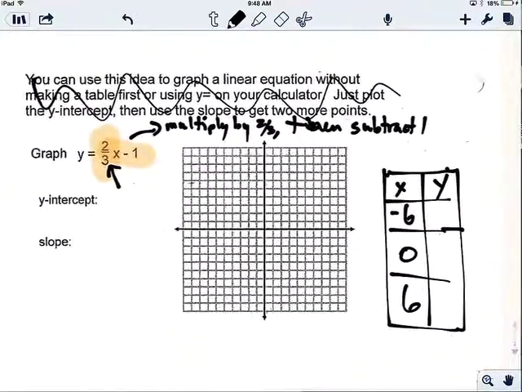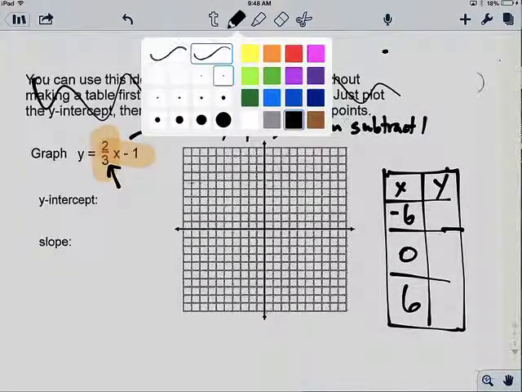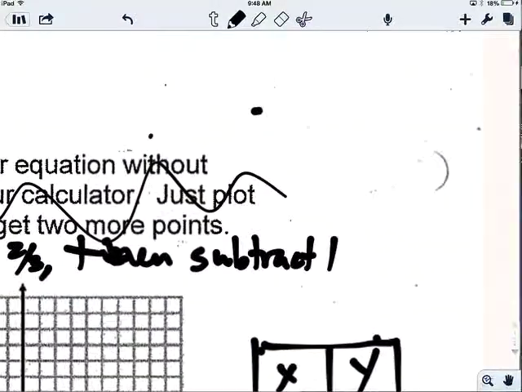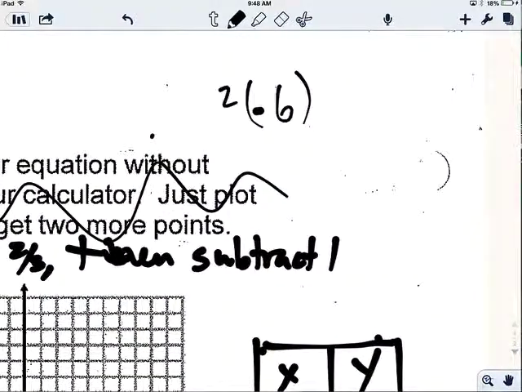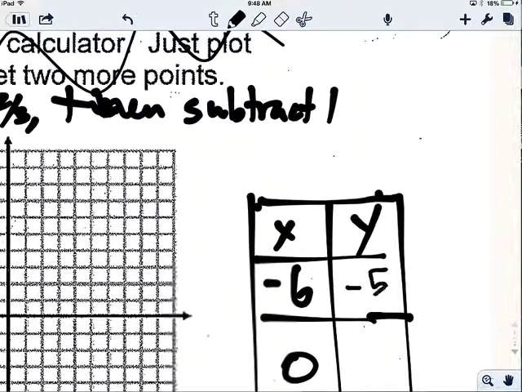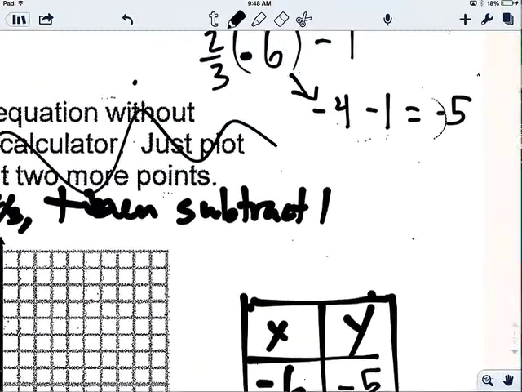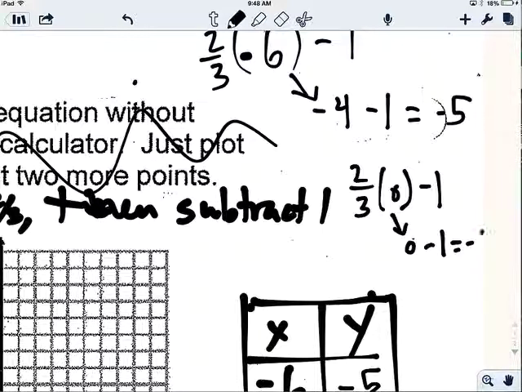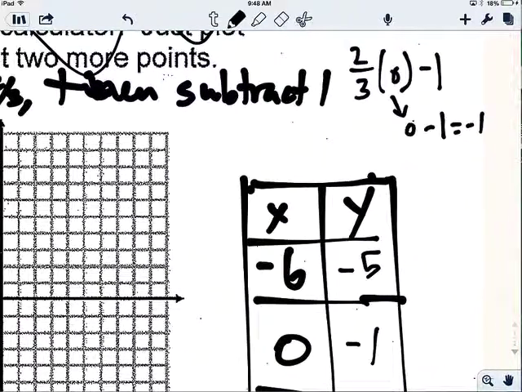So let's go ahead and do that. I'm going to follow my own directions here. -6 times 2/3. I'm going to make my pencil a little bit thinner here so it's more legible. -6 times 2/3 minus 1. So -6 times 2/3 is -4, minus 1 equals -5. And so there's my scratch work. I get -5 right there. So let's do 0. 2/3 times 0 minus 1. 2/3 times 0 is 0, minus 1 equals -1. So I'll put -1 there.